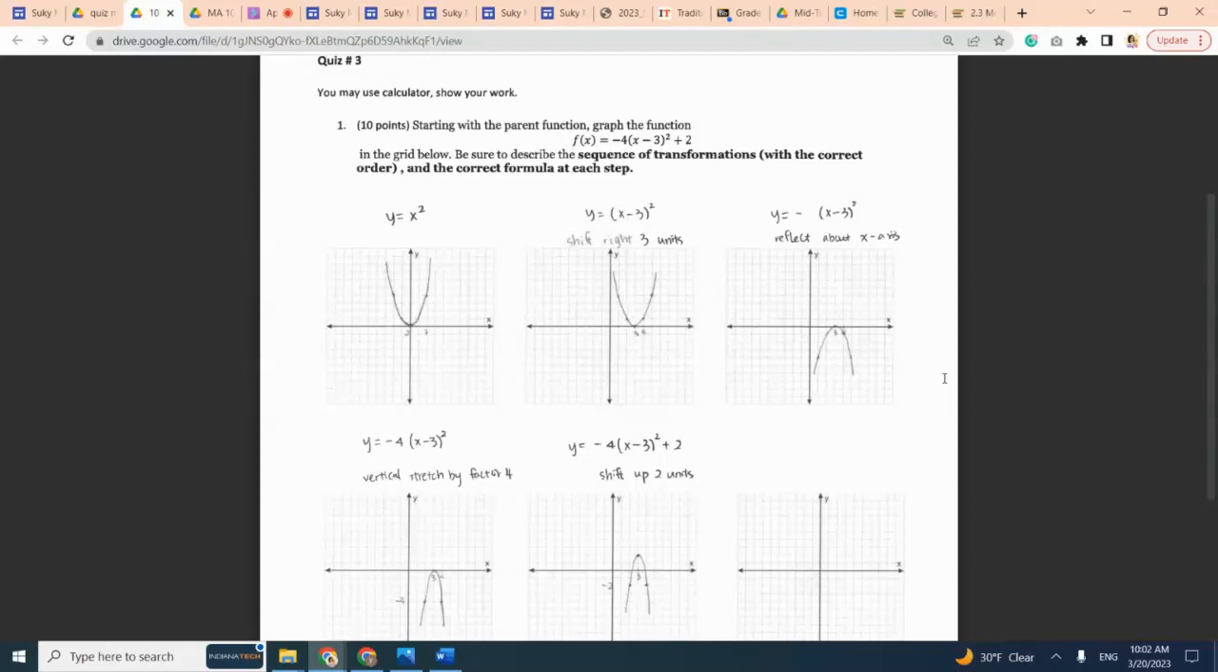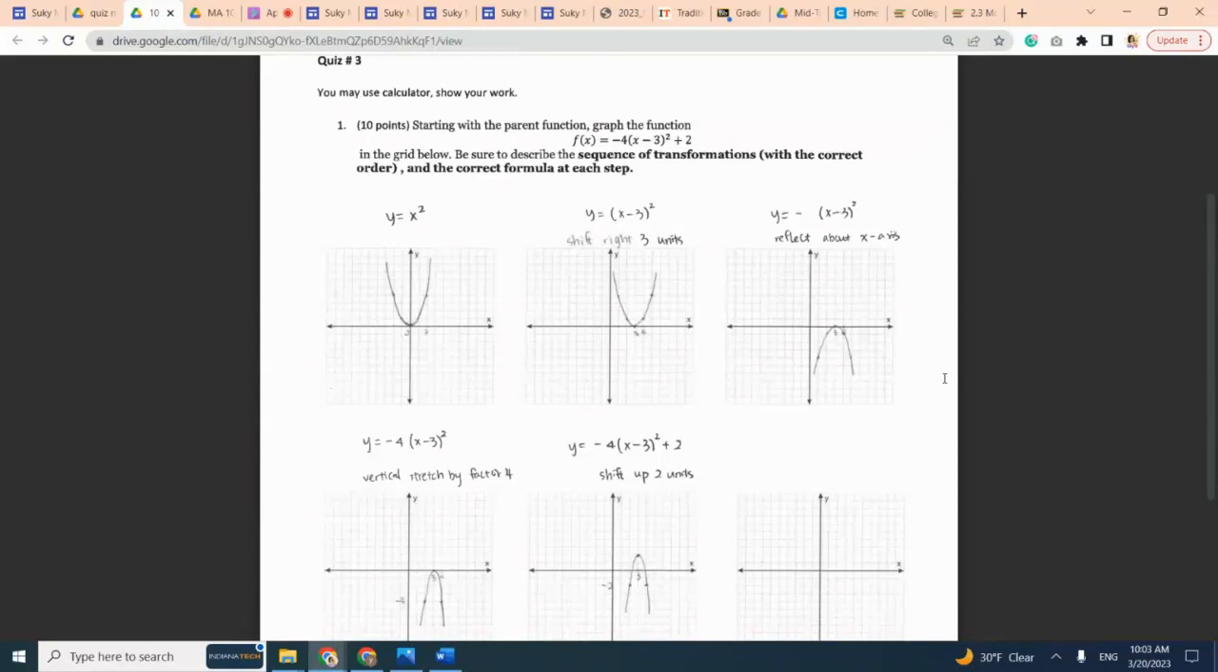Not only the shape, we also need to focus on the key points. Remember those key points? For x squared, it goes through 0, 0, 1, 1, 2 squared is 4, and then minus 1, 1, minus 2, 4. So remember those key points. This is your quiz. I asked you x squared on the quiz. On your exam, I might ask you x squared, x cubed, square root of x, cube root of x, or absolute value of x. So be prepared for all 5 of them.